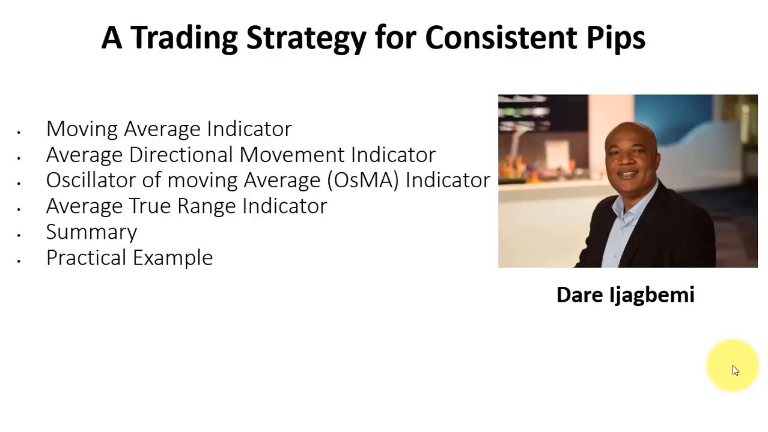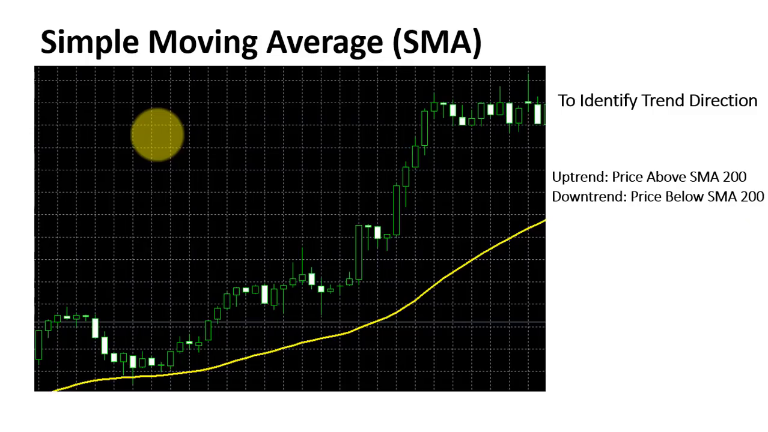The choice is yours. So the first one we are looking into is the moving average indicator. Then we look at average directional movement, oscillator of the moving average, true range. We do a summary and we practice what we have learned. So the next one we do is a simple moving average.